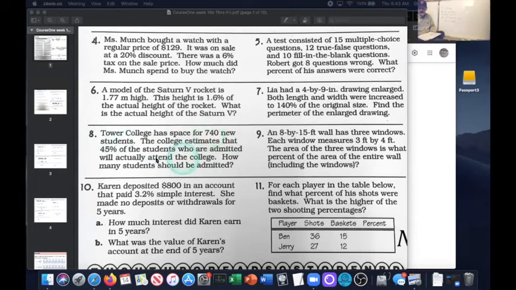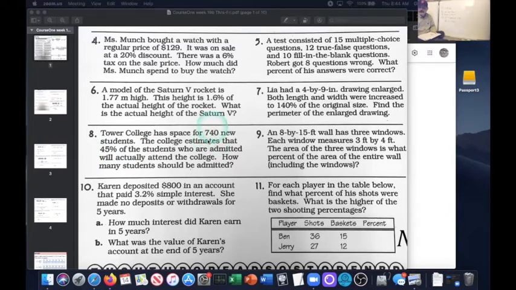Okay, now number 8 here, the tricky part is to understand what to do, because it doesn't tell you, it just gives you a couple sentences. In other words, they want 740 students, but if they admit 740 students, 45% of them aren't going to show up, so they'll have less than 740. That's not what they want to happen. They want to admit more students than 740 so that when the 45% leave, what they have left is 740.